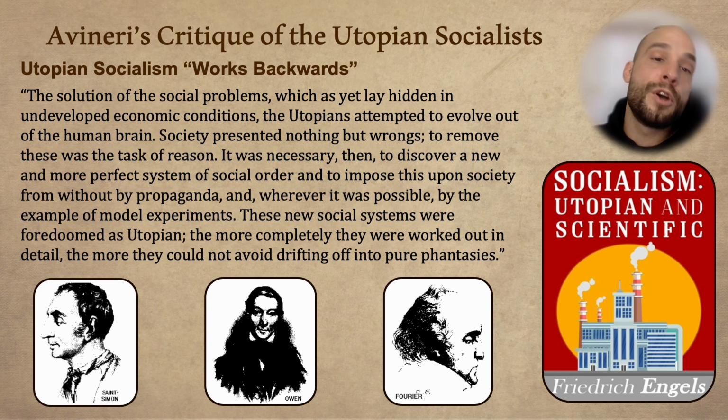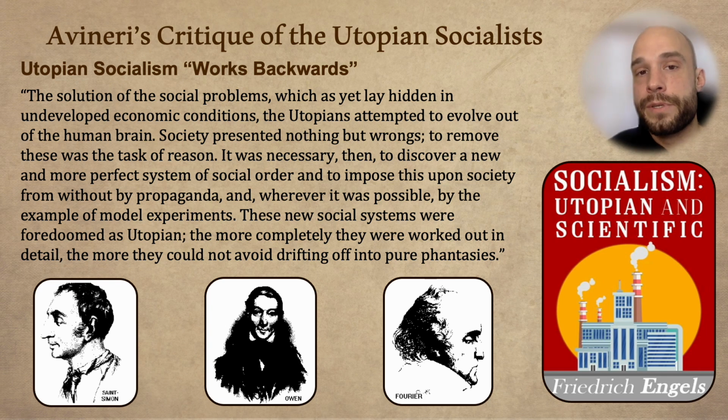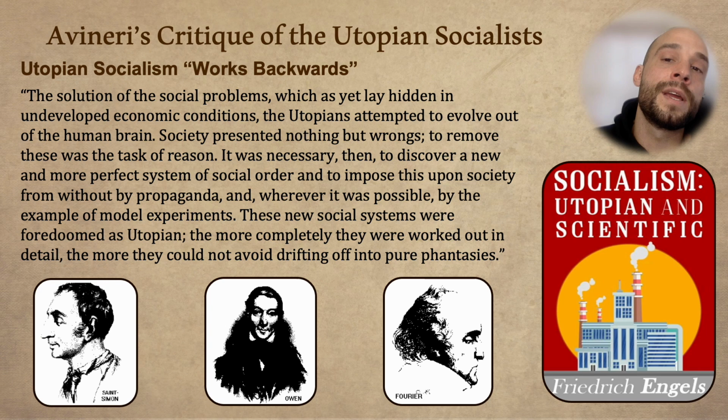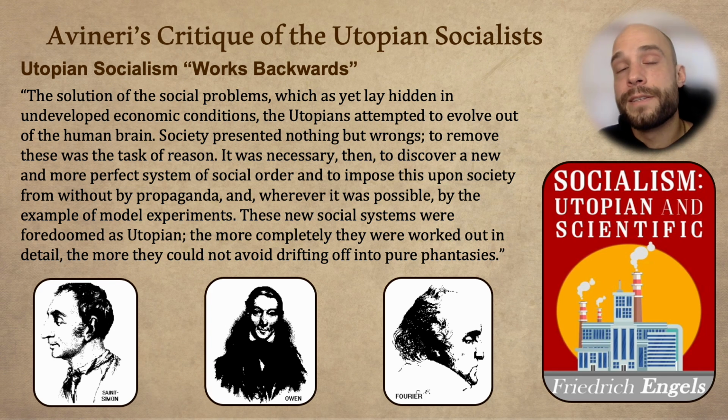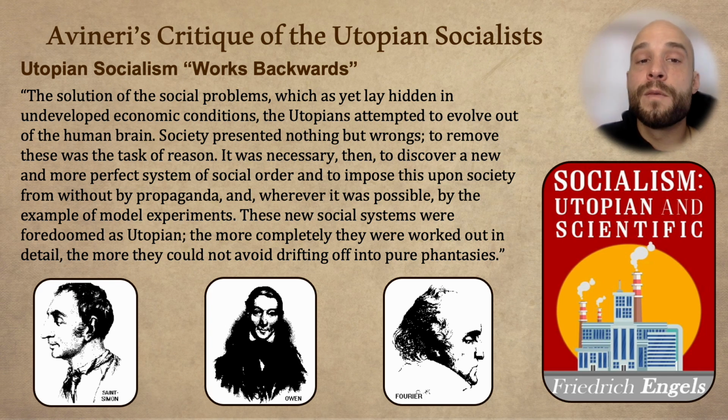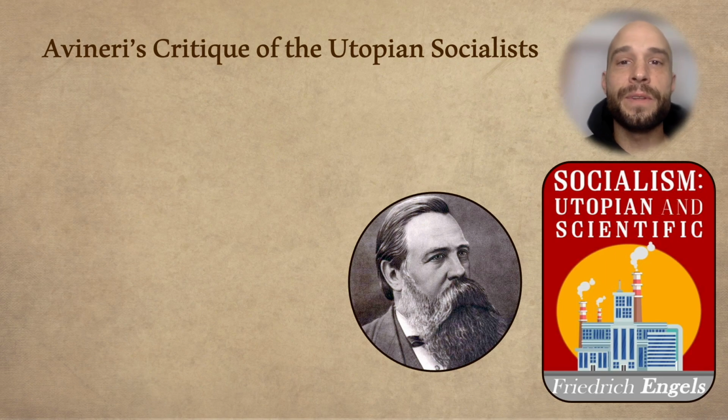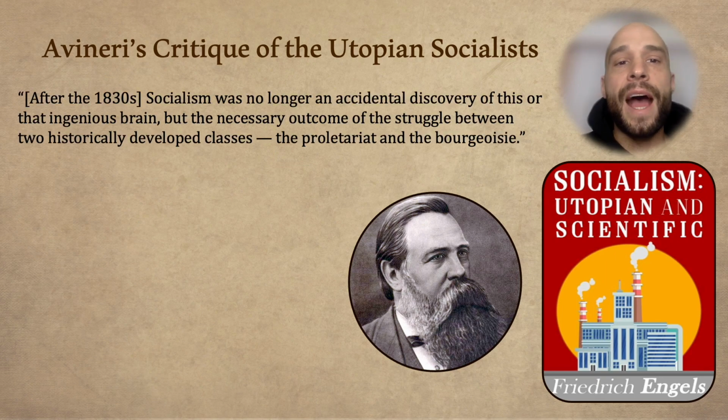This is the shift from utopian socialism to scientific socialism, from ideas shaping history to material conditions shaping ideas and opening real possibilities for transformation. That reversal is foundational for everything that follows in Avineri's reading of Marx. Engels puts the break with utopian socialism as clearly as possible here. After the 1830s, socialism was no longer an accidental discovery of this or that ingenious brain, but the necessary outcome of the struggle between two historically developed classes, the proletariat and the bourgeoisie.